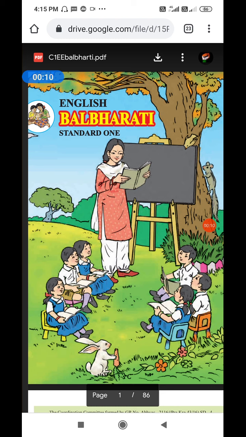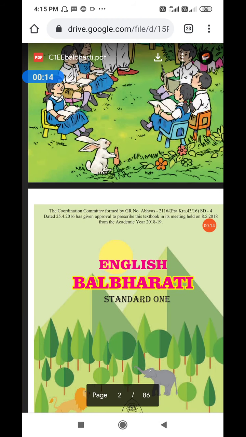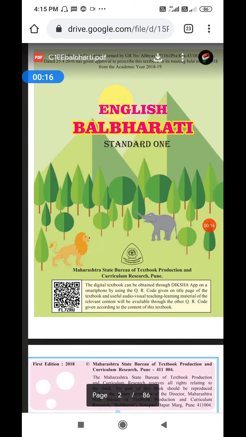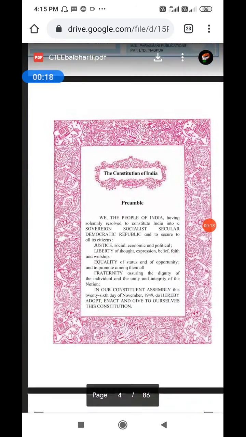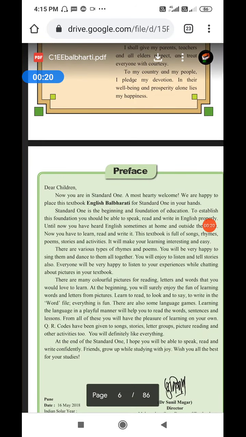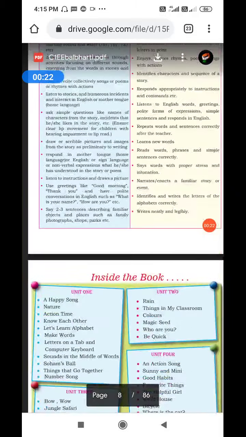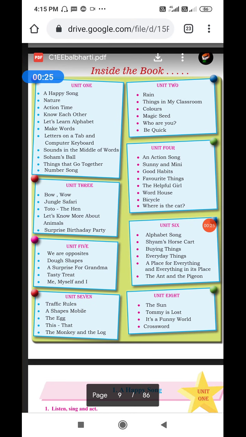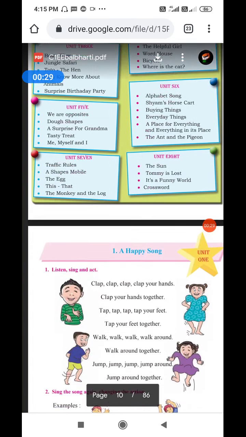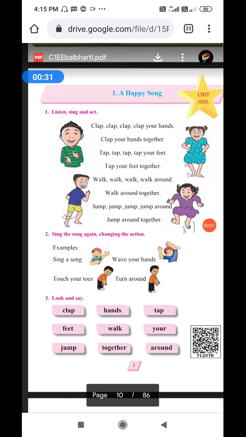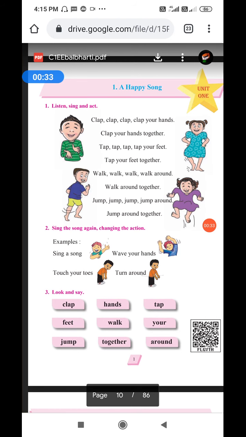As you can see here, this is an English Bharvarti Standard 1 textbook. Yes, you understand well. We will start a new topic from this. In English, there are 8 units. Every unit has different topics. So, we'll start from Unit 1. That is, the topic is Happy Song.